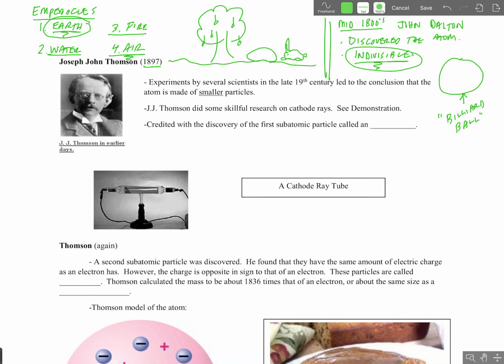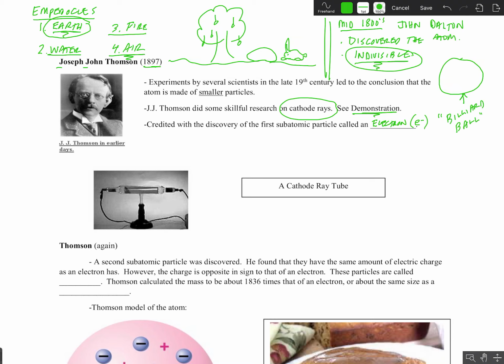Now, in the late 1800s, a guy named JJ Thomson came on the scene. And he did some work with something called a cathode ray tube. Now, I have another video demonstration for you of how JJ Thomson used the cathode ray tube to discover something. He discovered something smaller than an atom. He is credited with the discovery of a subatomic particle called an electron, which is abbreviated with a small letter e and a negative sign after it.